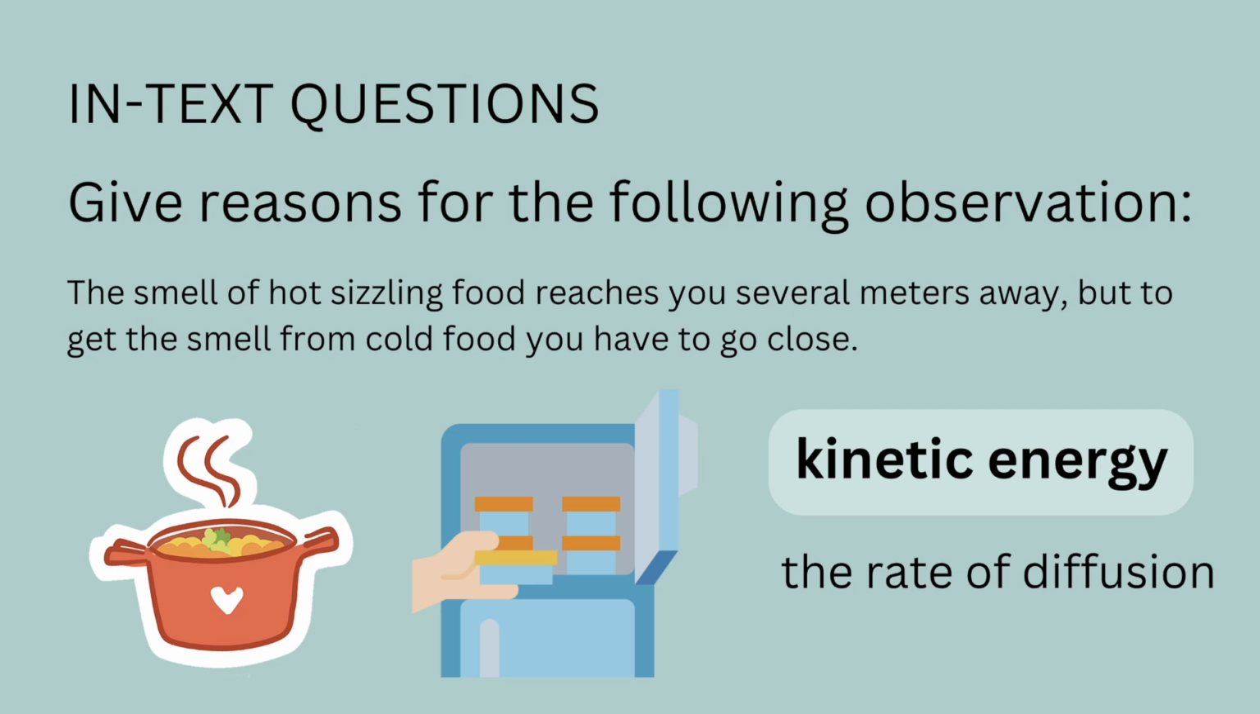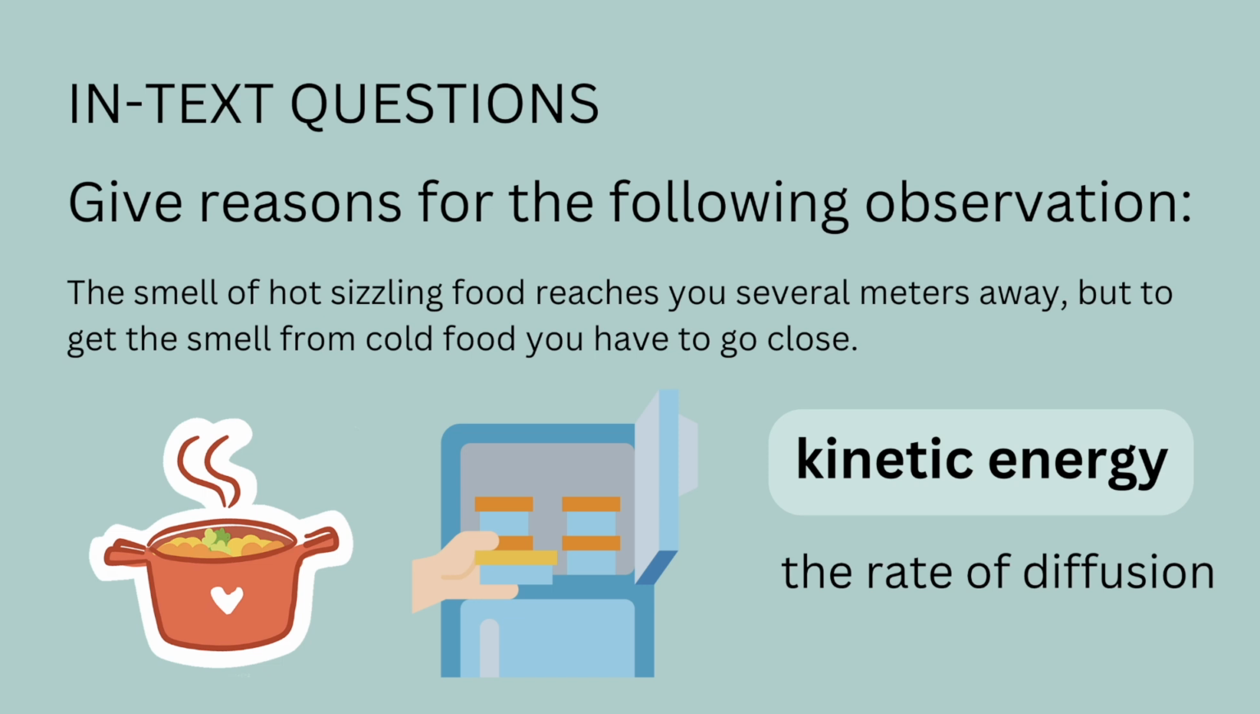Moving on to the second question. Give reasons for the following observation. The smell of hot sizzling food reaches you several meters away, but to get the smell of cold food, you have to go close. You have to tell the reason for this. We have seen in the previous video, in the incense stick example, that when the incense stick was not lit, you had to bring it close to your nose to smell it. But when the incense stick was lit, you could smell it from across the room. That is the same concept that we are going to use here as well.